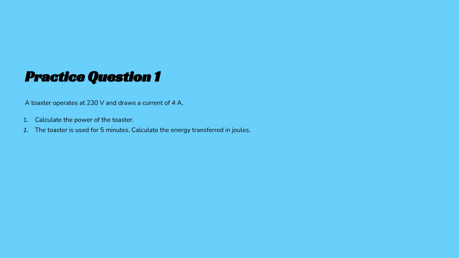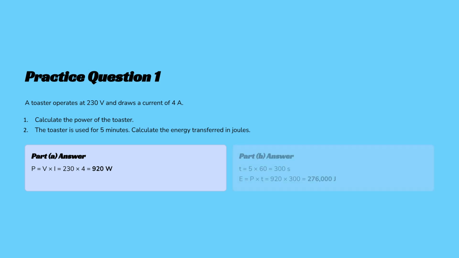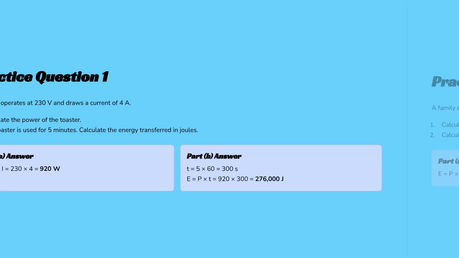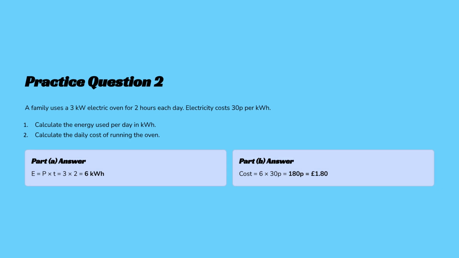Let's practice. For a toaster with 230 volts and 4 amperes, the power is 920 watts. Using it for 5 minutes, which is 300 seconds, gives an energy transfer of 276,000 joules. In another example, a 3-kilowatt oven used for 2 hours consumes 6 kilowatt-hours of energy. At 30 pence per unit, this costs 180 pence, or £1 and 80 pence per day.